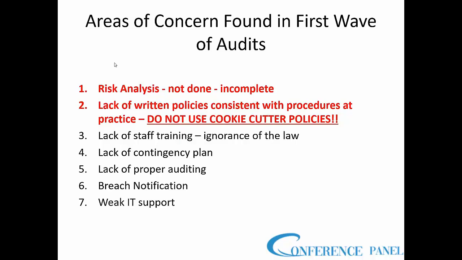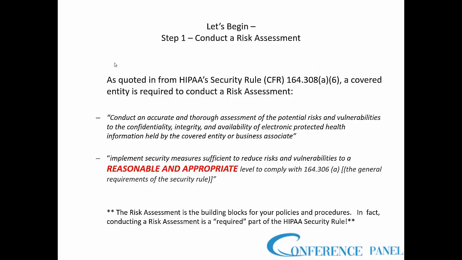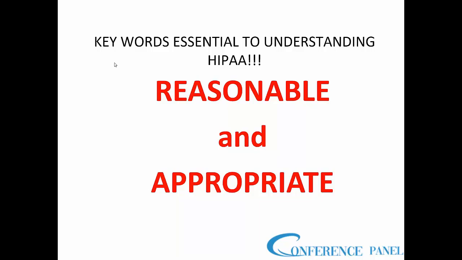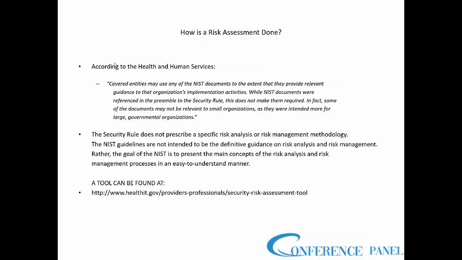The HIPAA security rule, as it currently stands, now there are changes coming. When we assess risks, the current law states, conduct an accurate and thorough assessment of the potential risks and vulnerabilities to the confidentiality. It gets confusing because the government tells us what to do, but not really how to do it.